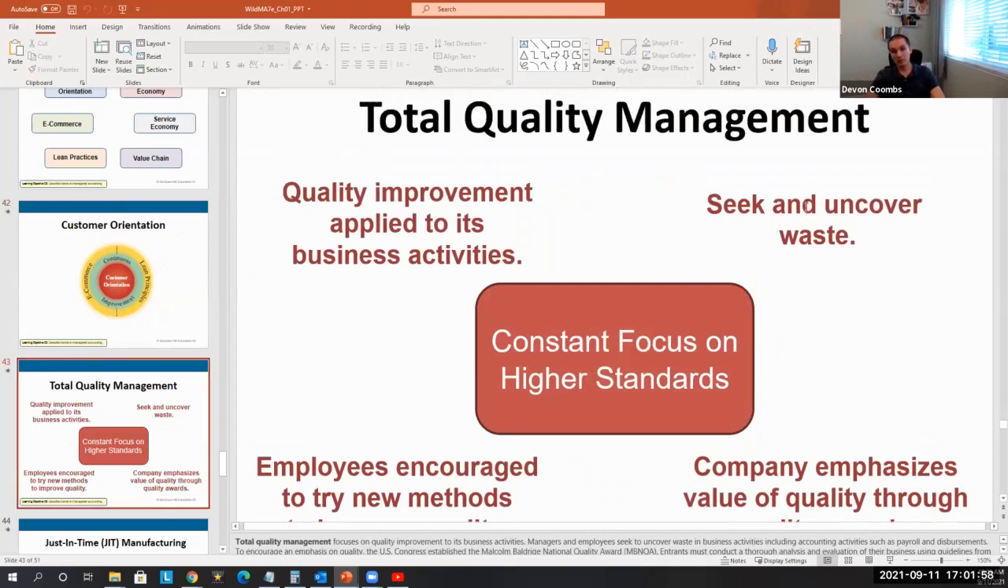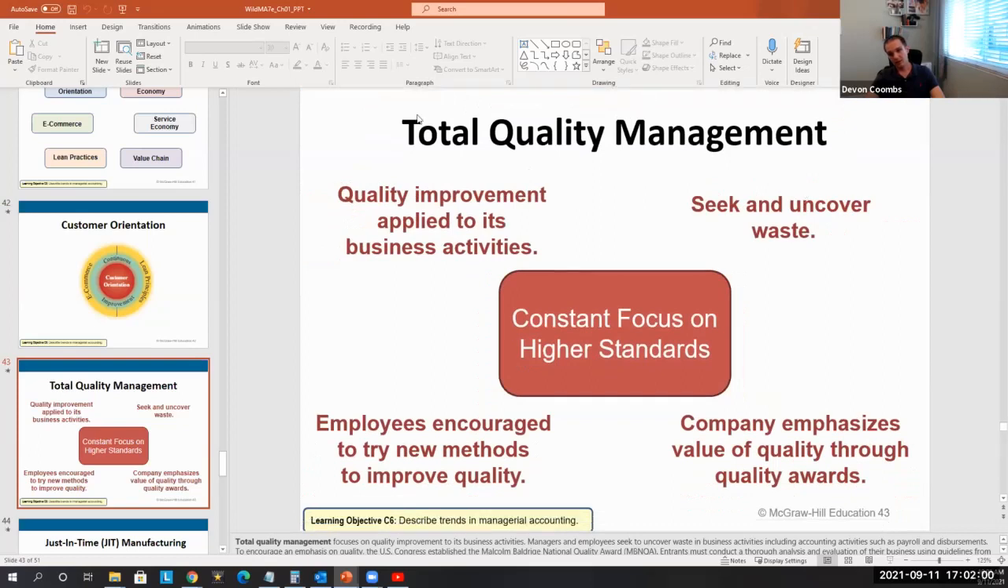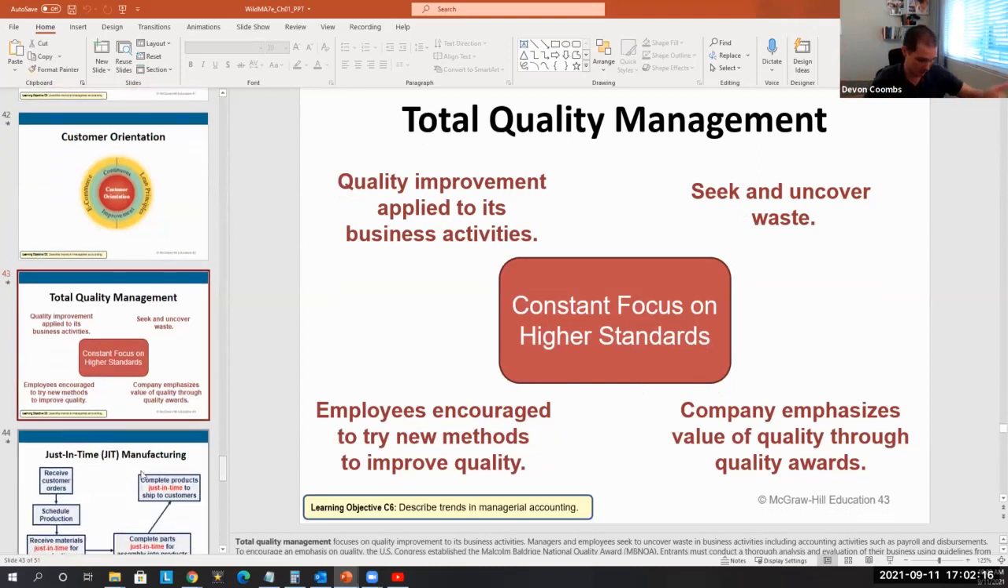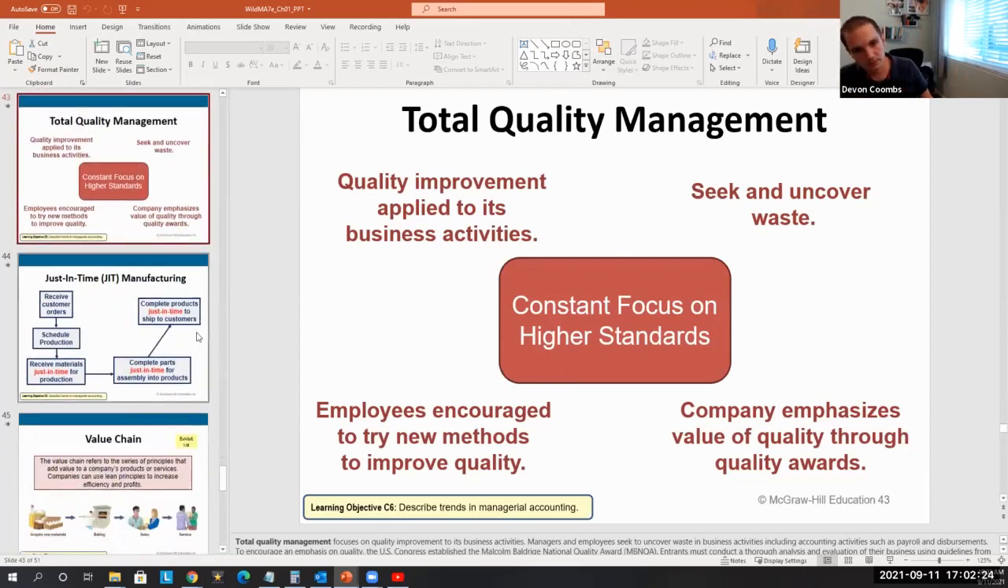One of the goals of managerial accounting is for us to improve the quality of our products. So we continuously seek to uncover any wasted costs so we can bring down the cost and increase the quality, and then encourage employees to try new methods to discover the cost. So you might give bonuses to employees who are able to find ways to improve a product's quality or to lower costs.